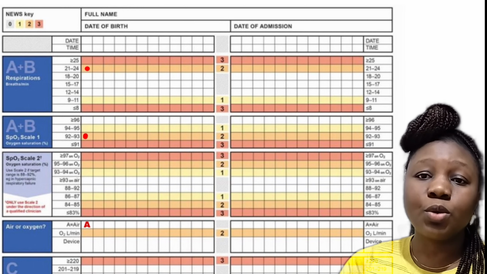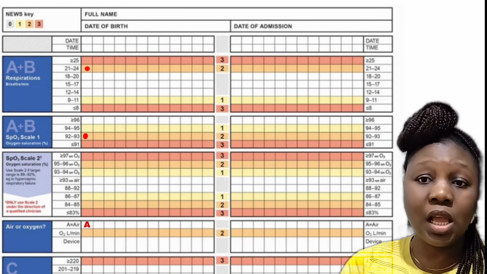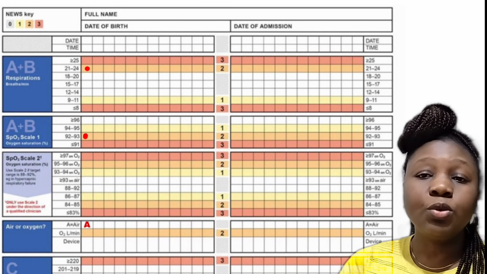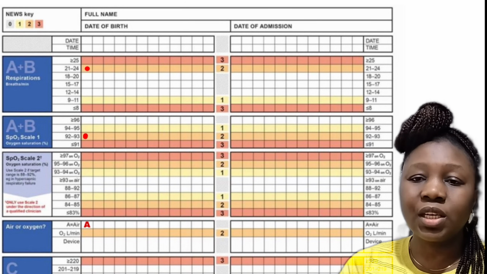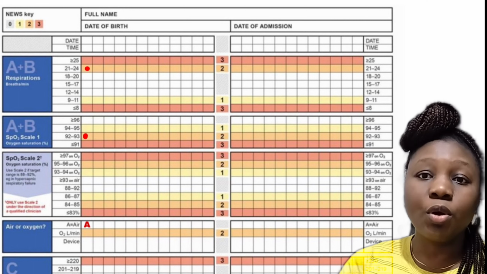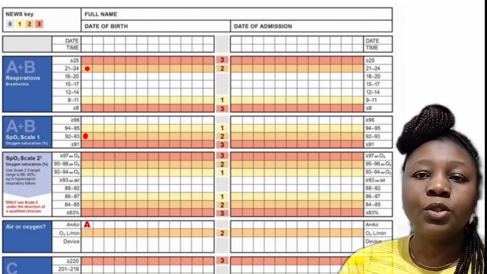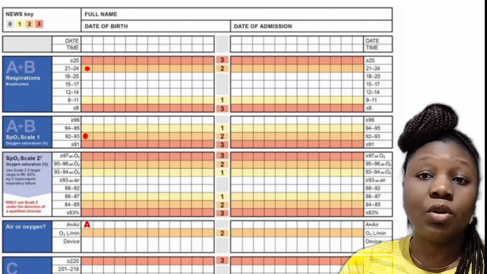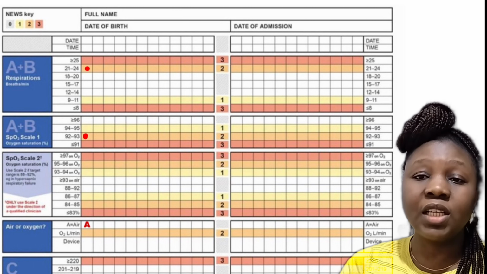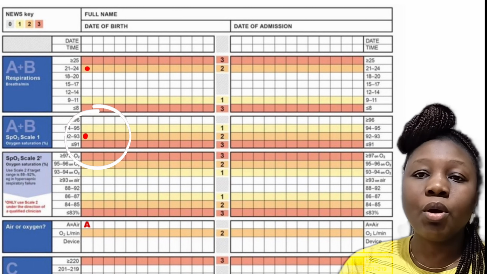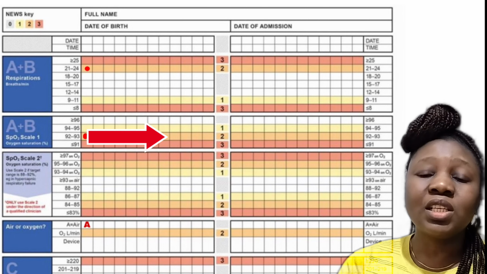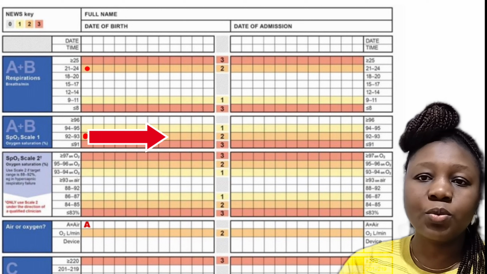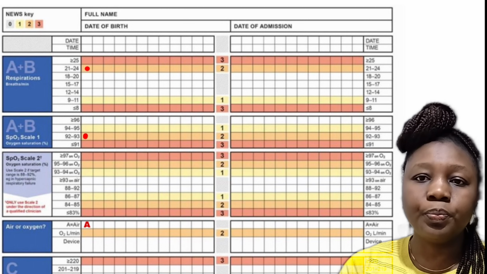And then the next one, which is the oxygen saturation, still A plus B. In OSCE, you will only be needing your scale 1. We have scale 1 and scale 2, but you will never use scale 2 for oxygen saturation in OSCE. So if this patient has an oxygen saturation of 92%, we write 92 in the box in front of the column for 92 to 93. Tracing down to the middle as well, that would give us a score of 2.